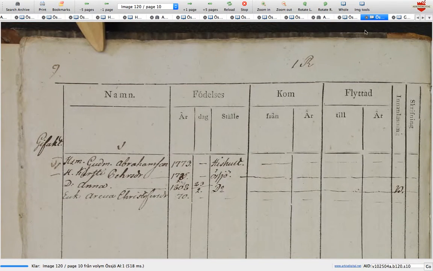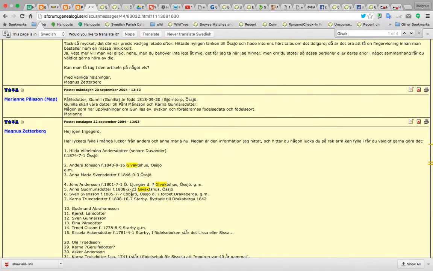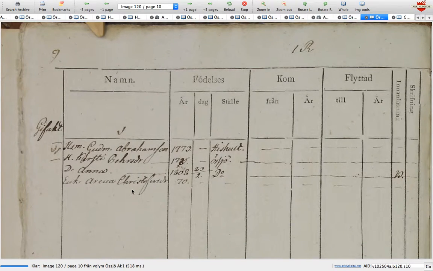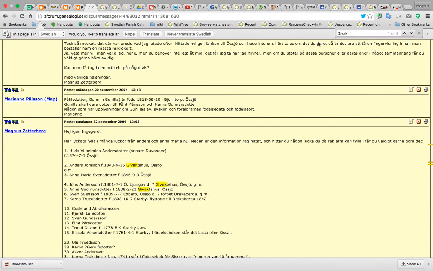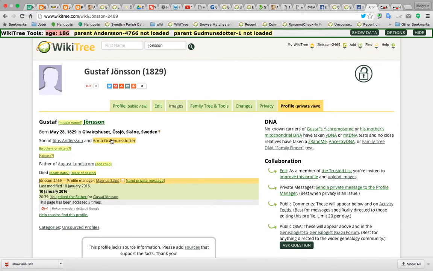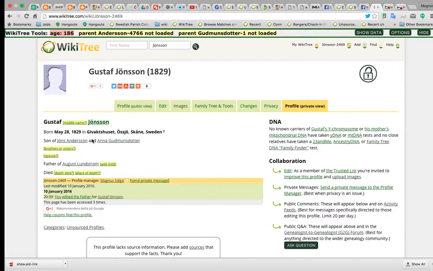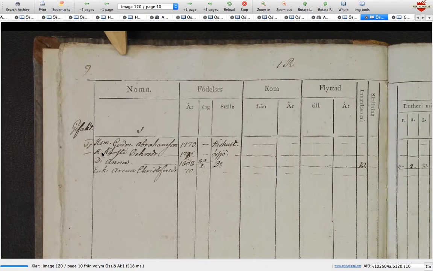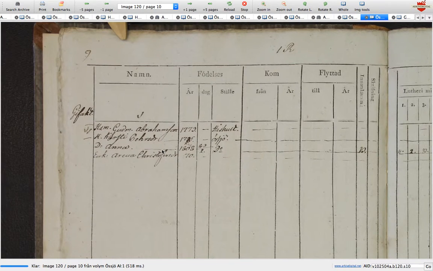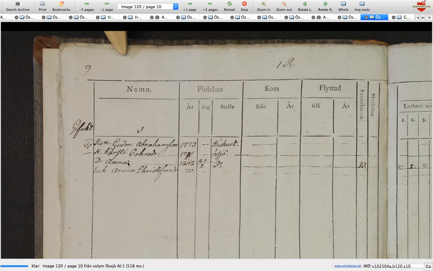Here we have Givaktshuset, and now we're speaking about 1813. Jöns Andersson. And Givaktshuset is Gudmund Abrahamsson. That is the mother of Anna. And Anna is the mother of Gustav. So this is your related, and Kersti and Gudmund Abrahamsson is also.